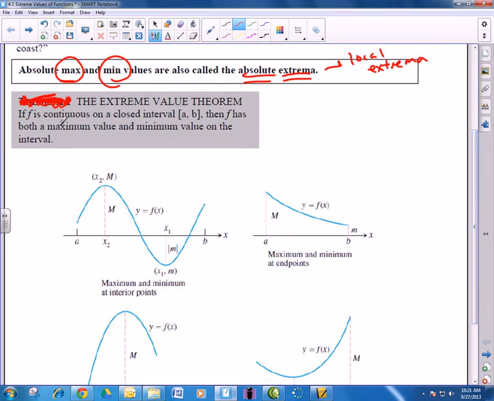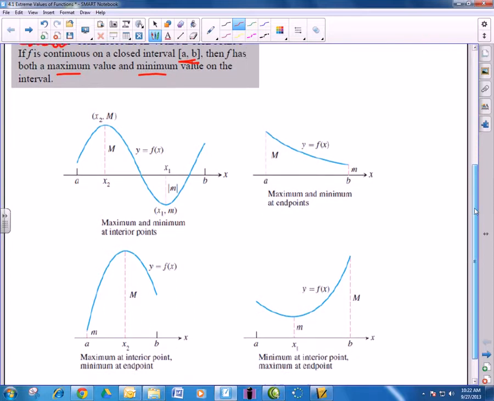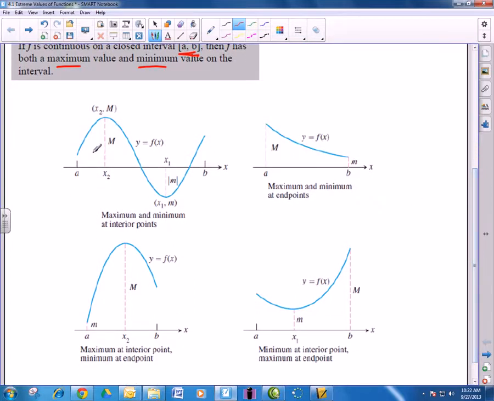So if you have a function you know is continuous on a closed interval, very important that it's a closed interval, because if it's not closed, then the extreme value theorem cannot be applied. But if it's a closed interval, then you know that your function has both a maximum and a minimum value on that interval. It must have a maximum or minimum value. Now, maximum and minimum value can occur at either interior points, or they can occur at what are called endpoints.